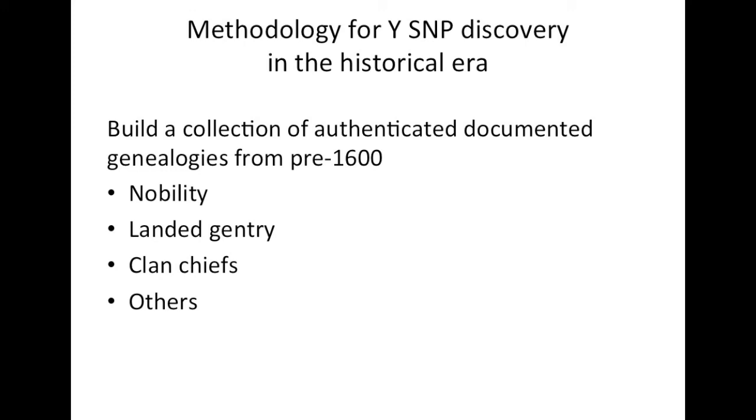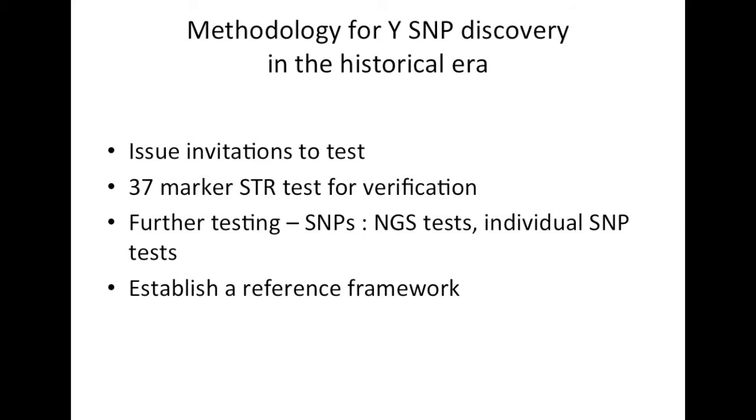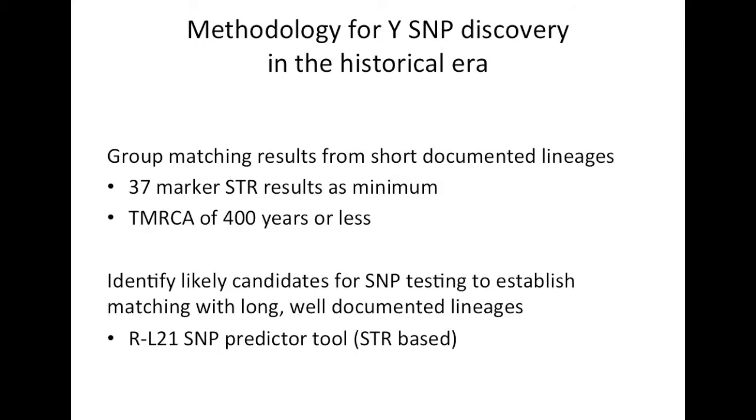And this would verify by significant matching with others of the same surname that the documented descent is also the genetic descent. If the results are positive, further testing would be undertaken, particularly NGS tests and possibly individual SNP testing as well. And the aim would be to use the results from these documented lines to establish a reference framework which short documented lines could match against.